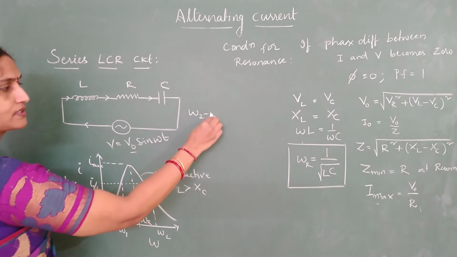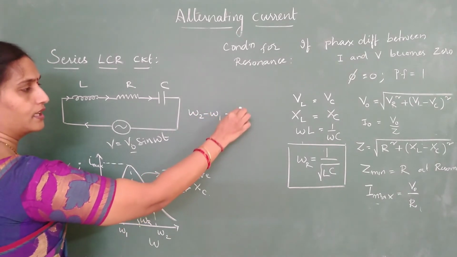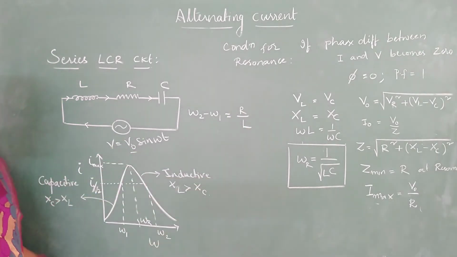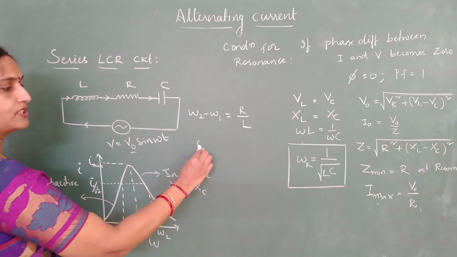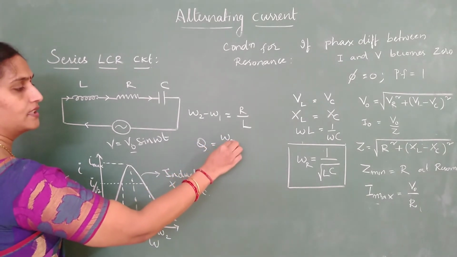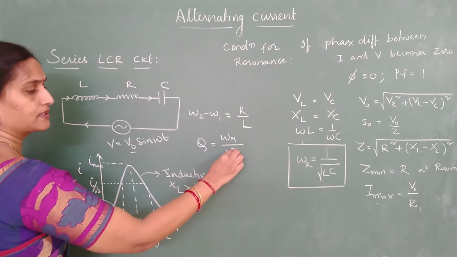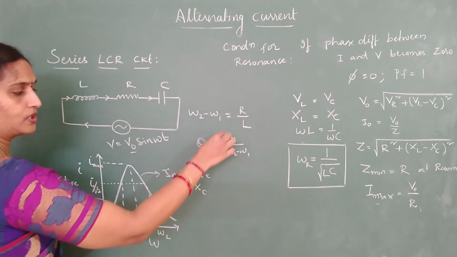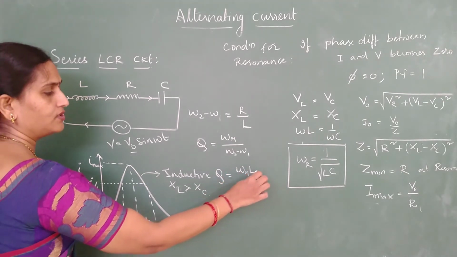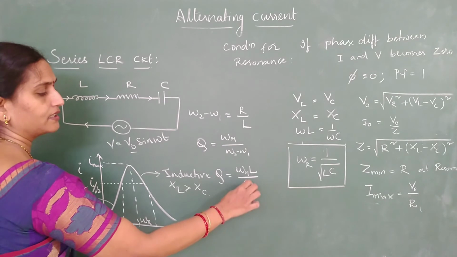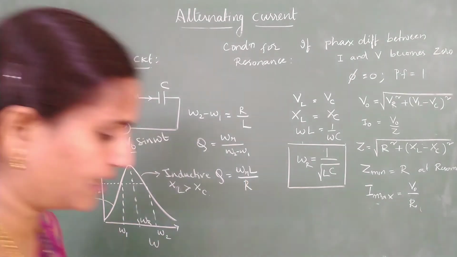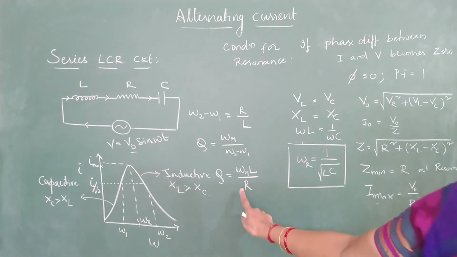Okay, what is bandwidth? W2 minus W1 equals R divided by L, where R is the resistance and L is the inductance. And then from bandwidth, we have calculated the quality factor. How did we define quality factor? Resonating frequency by bandwidth. So when you put the values, we have got the quality factor as omega R into L divided by capital R. Okay, this you can write as XL divided by R, where XL is taken at resonating frequency.